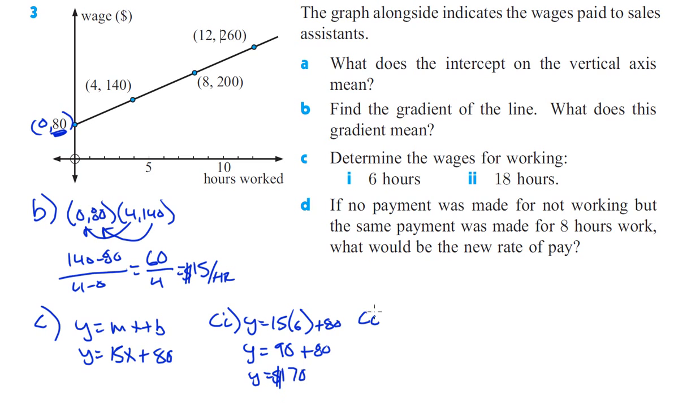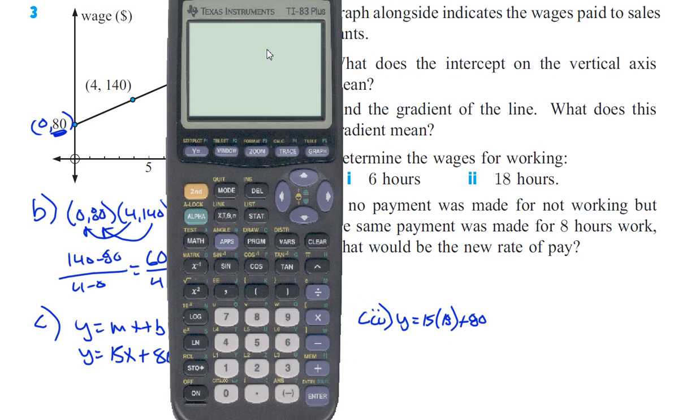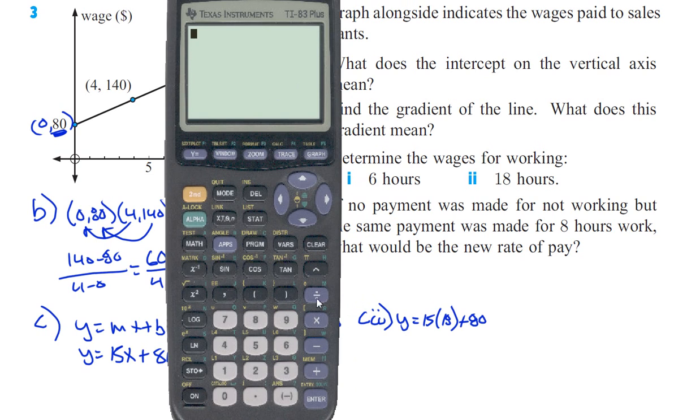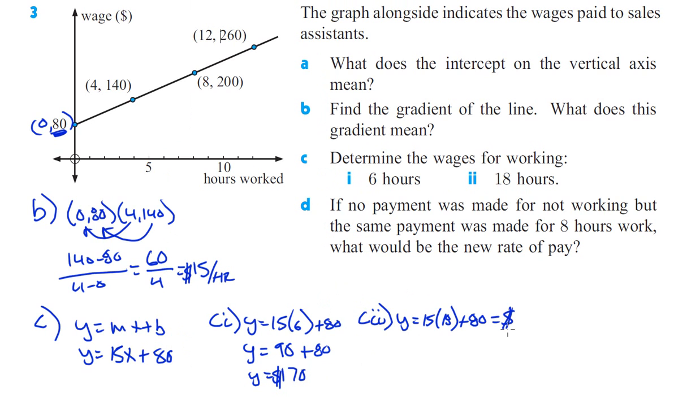Okay, C part II is y equals 15 times 18 plus 80. That's going to be a little tougher to do in our heads, so let's turn that on. We've got 15 times 18 plus 80, and that's going to give us 350 bucks. So if they work for 18 hours, they're going to earn 350 bucks.